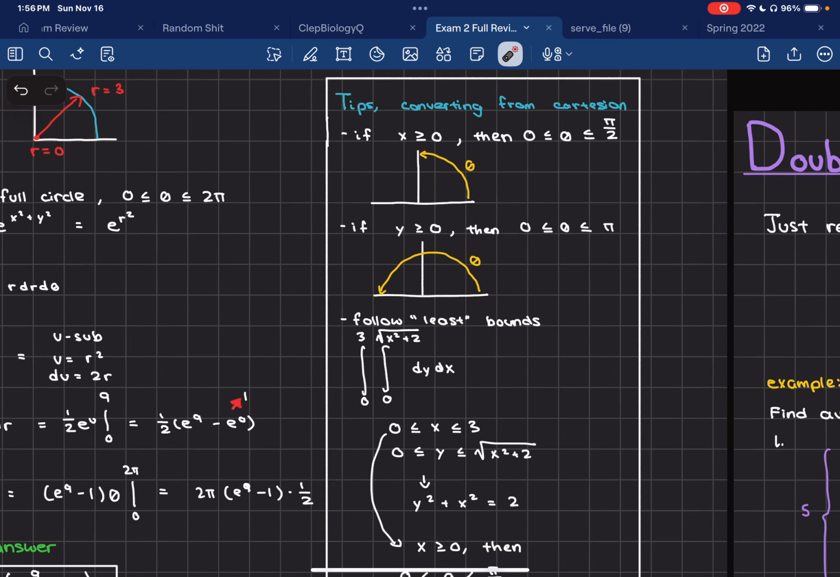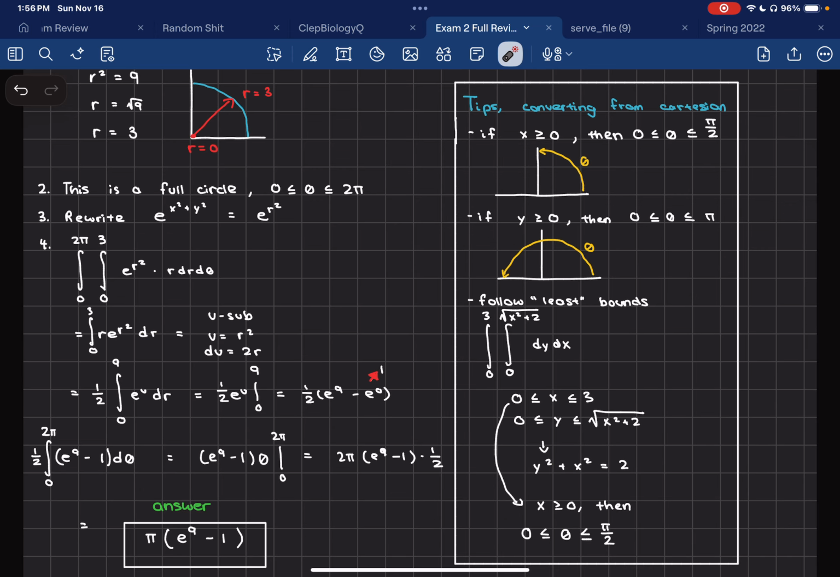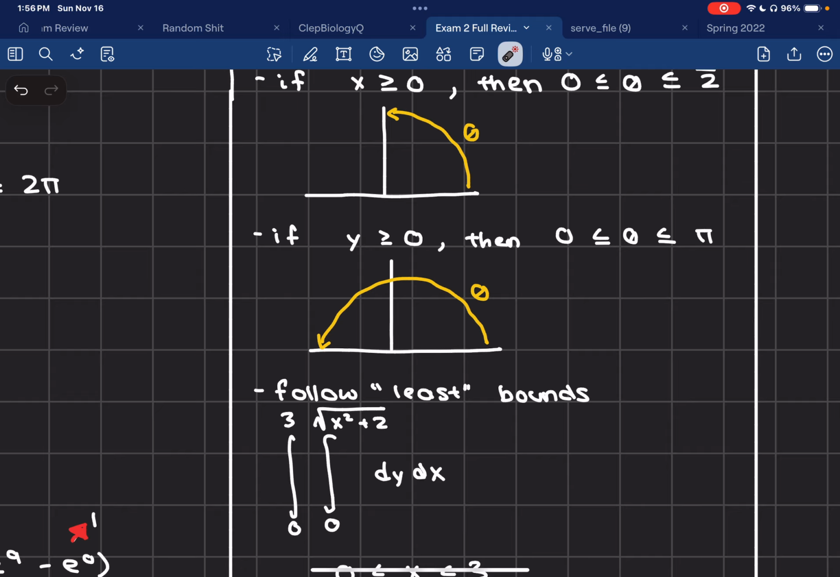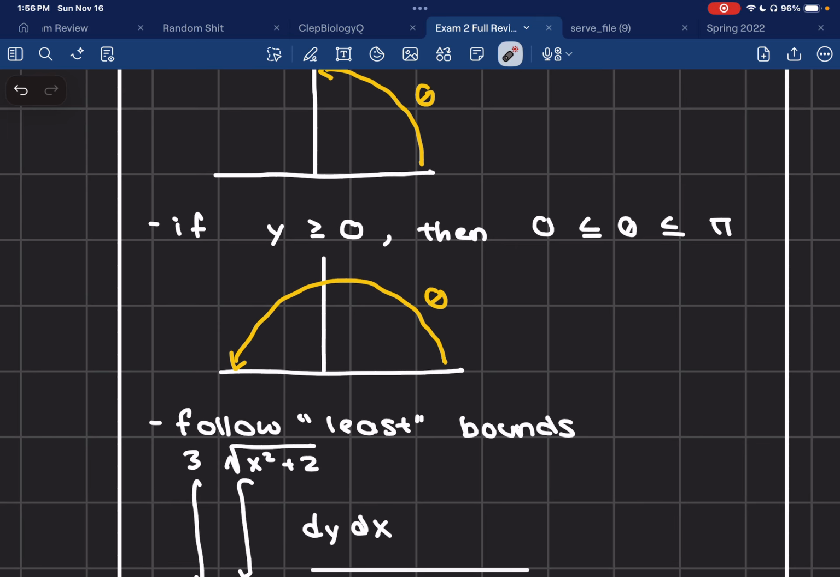And here's a tip for converting from Cartesian. So if you have your original bounds, if x is greater than or equal to 0, then you know that x must always be a positive value, which means that theta can only be from 0 to pi over 2, or if they ask for a semicircle, it could also be from negative pi over 2 to pi over 2. Same with y. If y is greater than 0, theta can only be between 0 and pi, because that's the only area where y is a positive value.